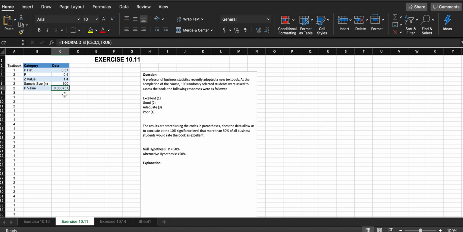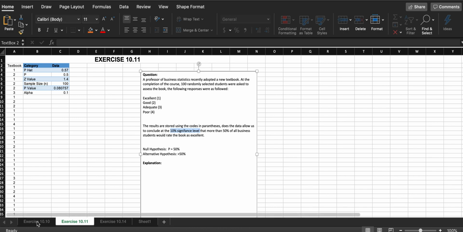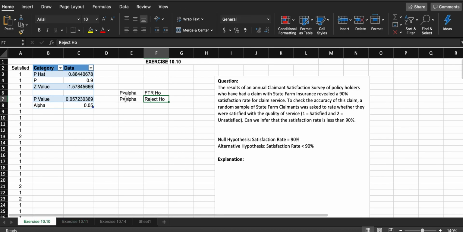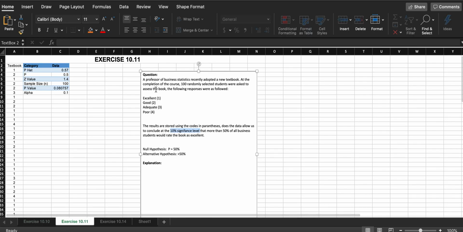Our explanation for this, we're comparing 0.08 to our new alpha, and our alpha now is 0.10, and that is given to us right here. A 10% significance level, another way of saying that is your alpha is 10%. So 0.08 is less than 0.1, so from there you need to provide an explanation. So if your p-value is less than alpha, we're going to reject the null. So again, answer in terms of the question, and that's how you're going to set up the equations.